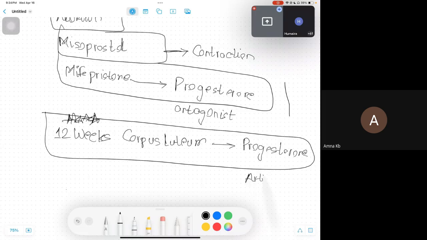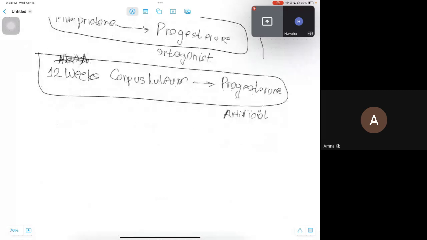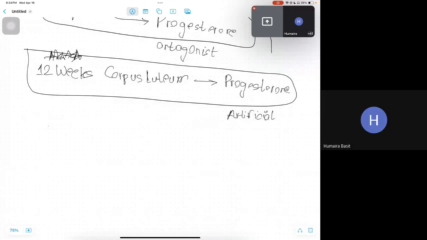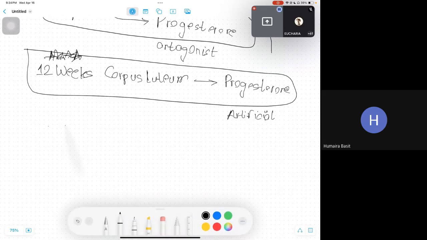So what happens after 12 weeks? Why don't we need the corpus luteum anymore? Because the placenta takes over the function of the corpus luteum. Yes. So after 12 weeks, the placenta will take on the function of the corpus luteum.